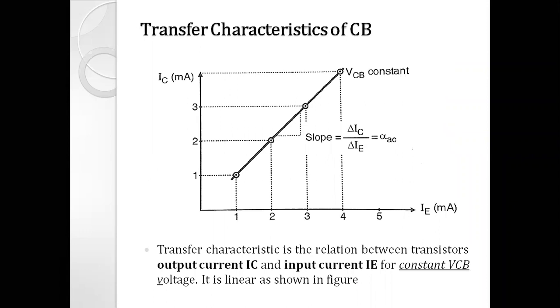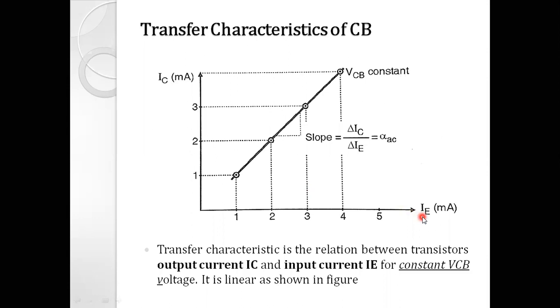Let us discuss the transfer characteristic of common base configuration. Transfer characteristic is nothing but the relation between the output current and the input current. So for the common base configuration, the output current is the collector current and the input current is the emitter current.